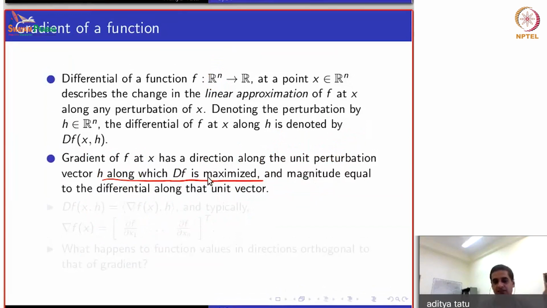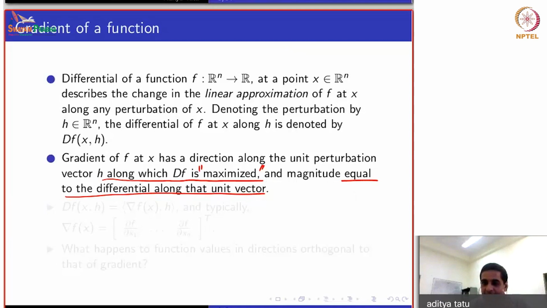This is the vector of the direction in which your gradient vector points. The magnitude of that vector is how much this linear approximation has changed. And I should emphasize here, I'm only looking at in what direction this linear approximation increases the maximum, not decreases. Which is why this magnitude will always be non-negative. So that is the gradient.